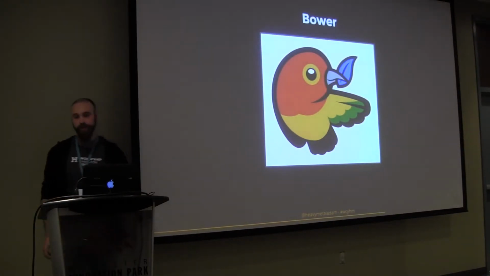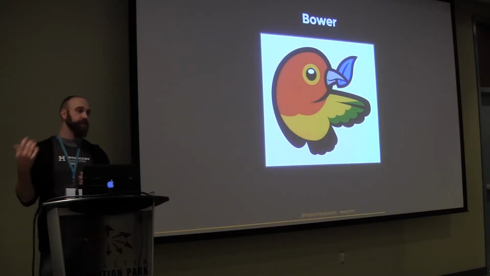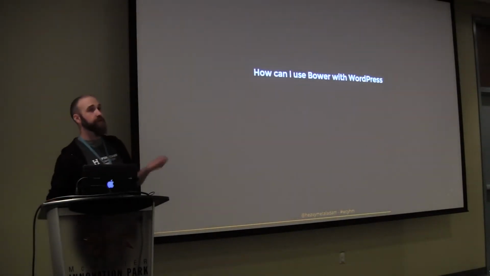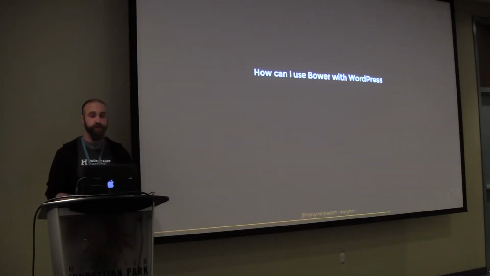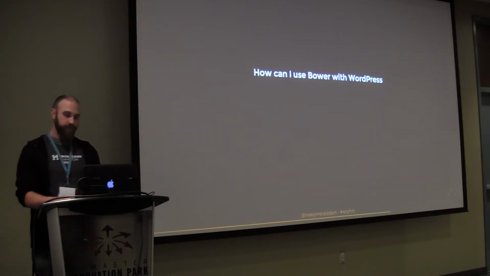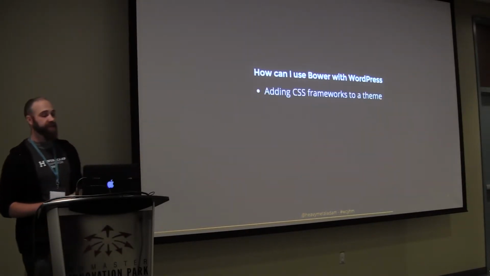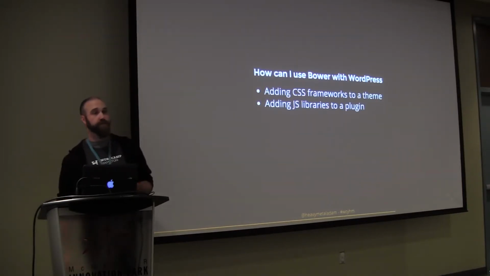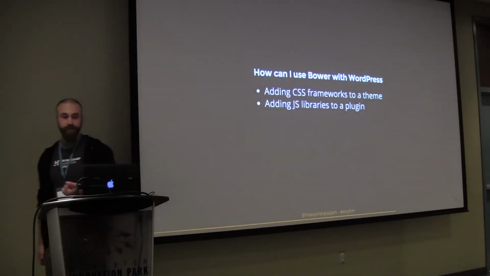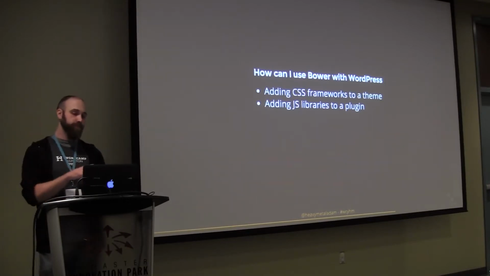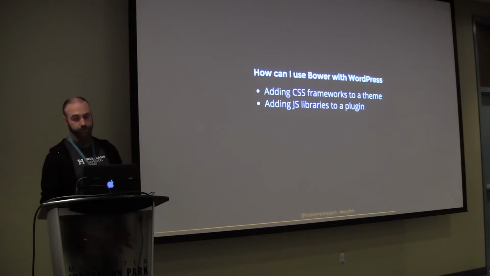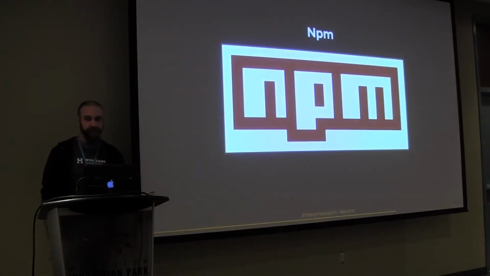Bower for front-end tooling. Things like Bootstrap, Foundation, same thing. We have a bower.json file. We list the requirements that we want. So let's say we're adding CSS frameworks to our theme. We can add JavaScript libraries for our plugins. Have a bower.json file, bower install. We get all those requirements automatically. Pretty cool. NPM is the Node package manager.